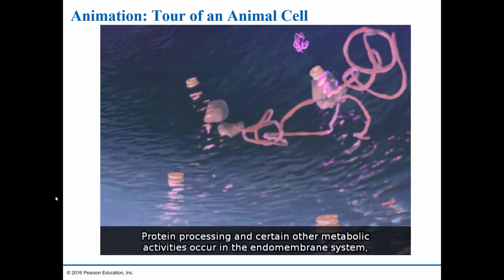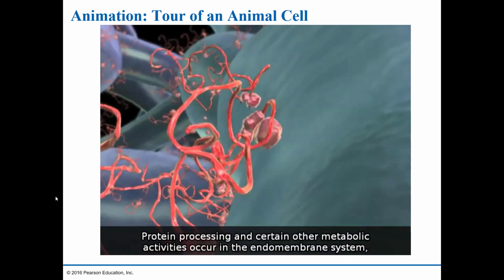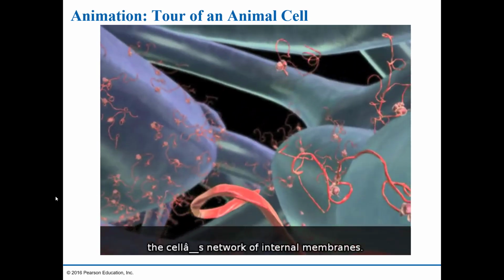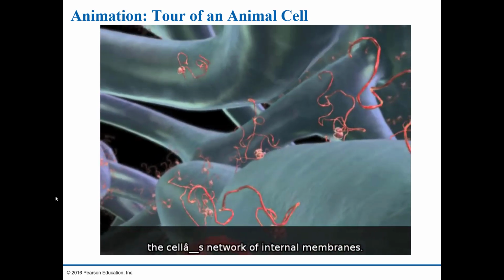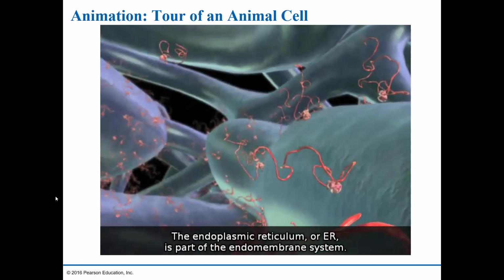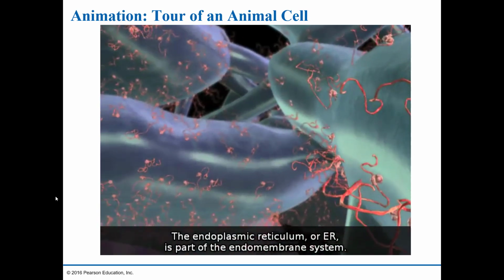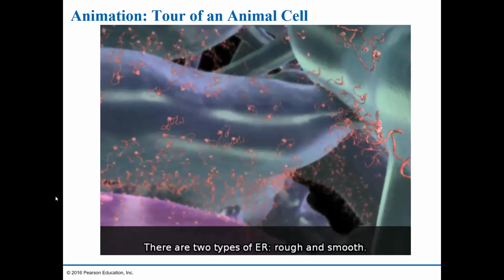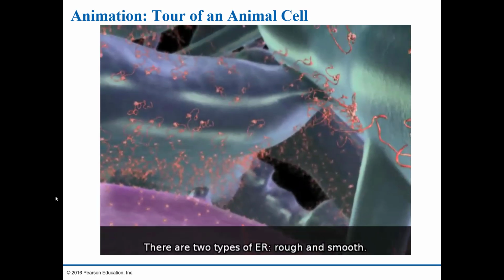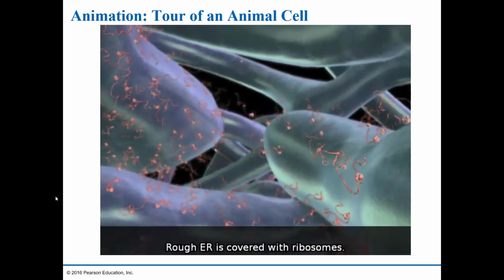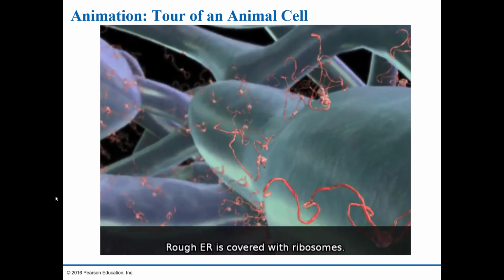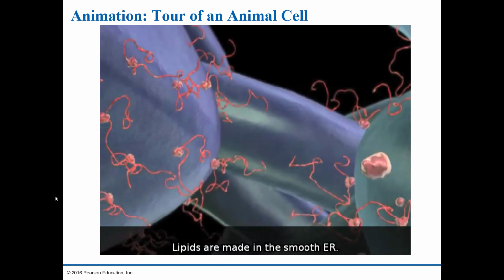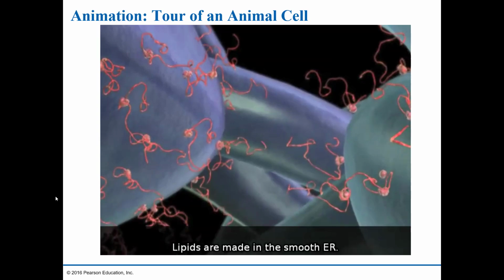Protein processing and certain other metabolic activities occur in the endomembrane system, the cell's network of internal membranes. The endoplasmic reticulum, or ER, is part of the endomembrane system. There are 2 types of ER, rough and smooth. Rough ER is covered with ribosomes. Smooth ER lacks ribosomes. Lipids are made in the smooth ER.